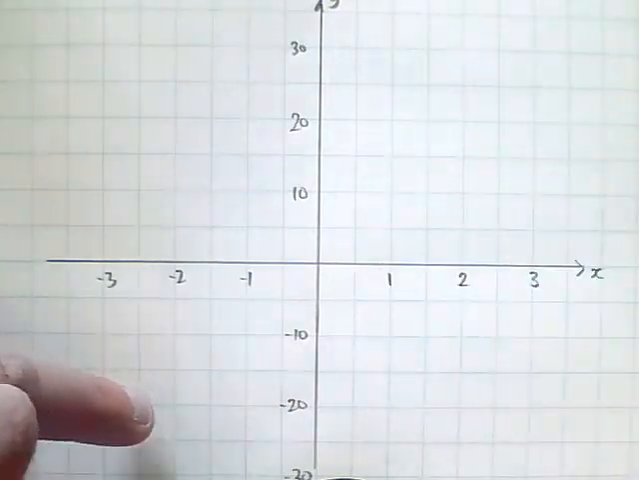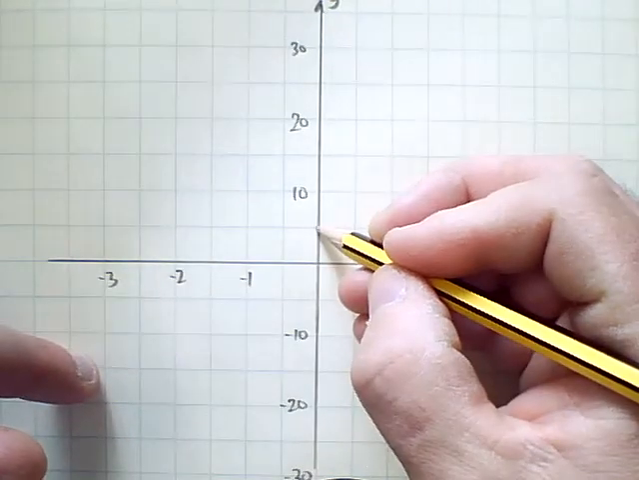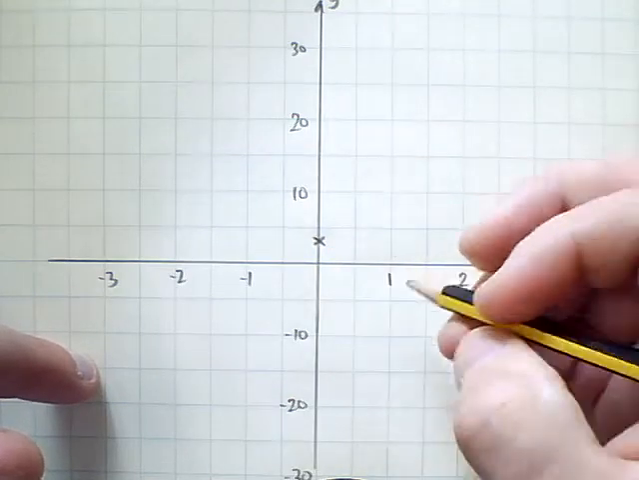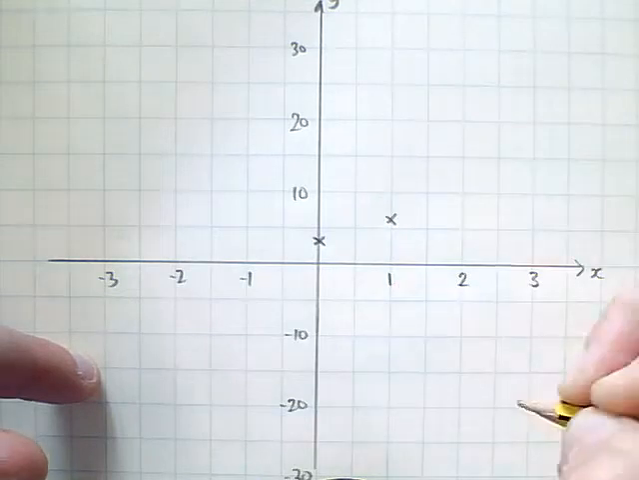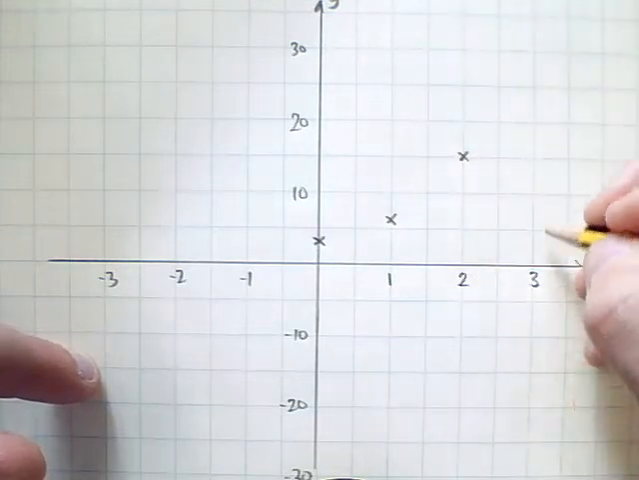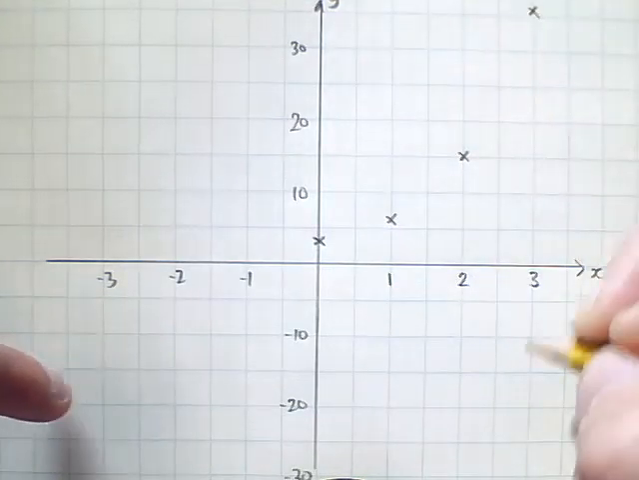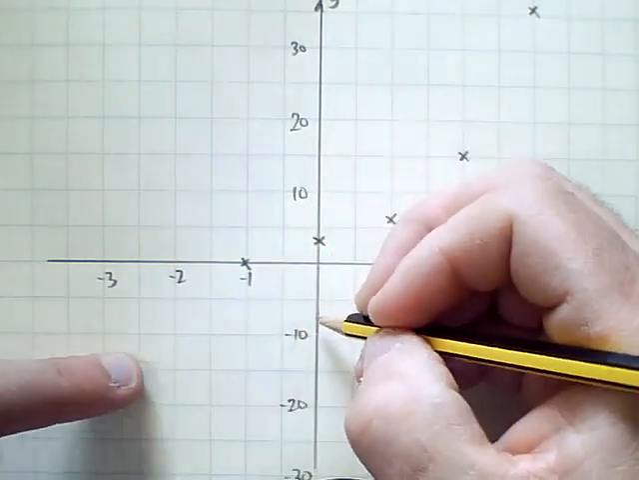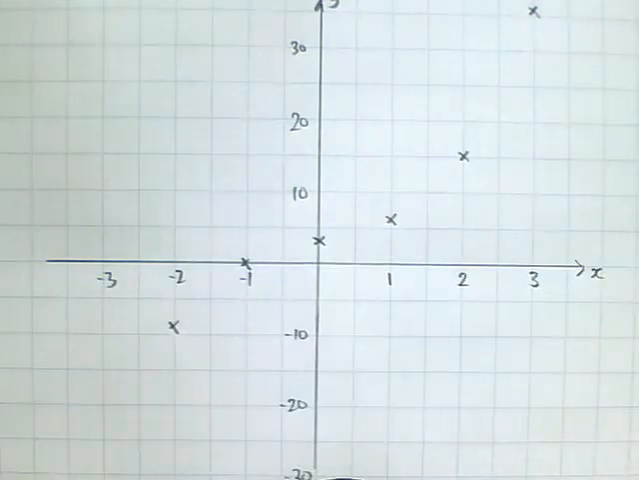So I had 0 and 3. Now that means I'm going across 0 and up 3. Well, halfway is 5. So 3 is going to be about there. Got 1 and 6. 2 and 15, 3 and 36. I've then got minus 1 and 0. I've got minus 2 and minus 9, and minus 3 and minus 30.